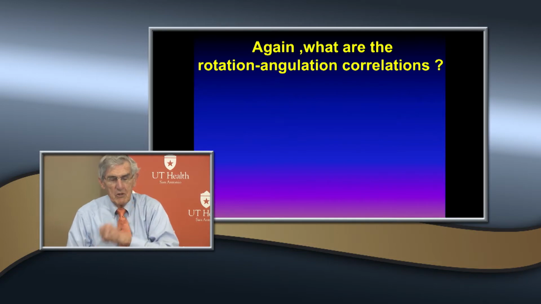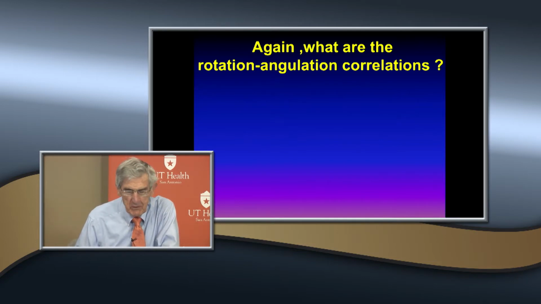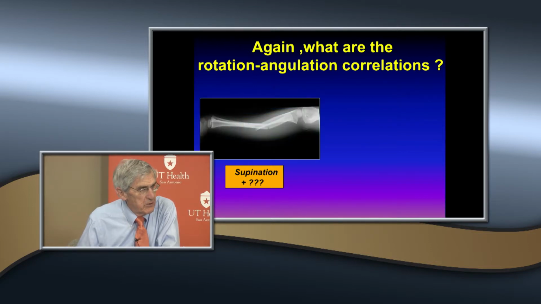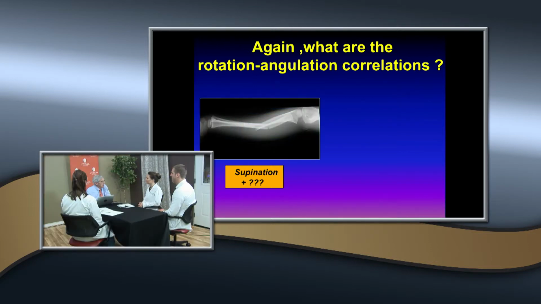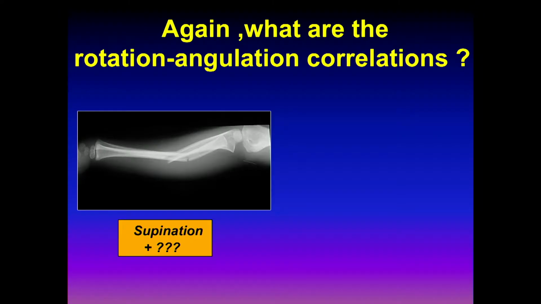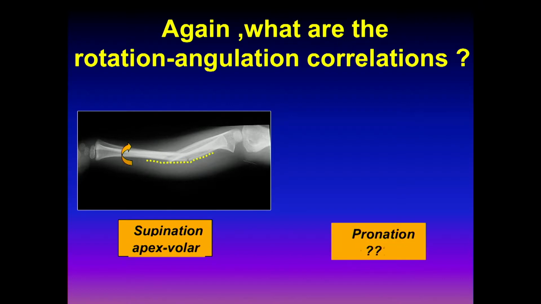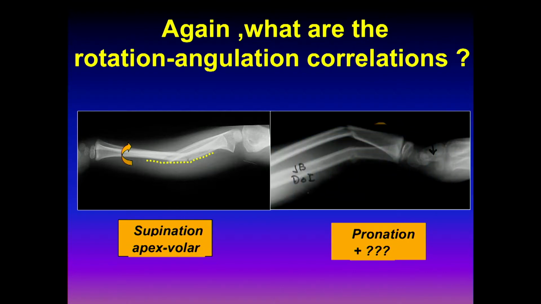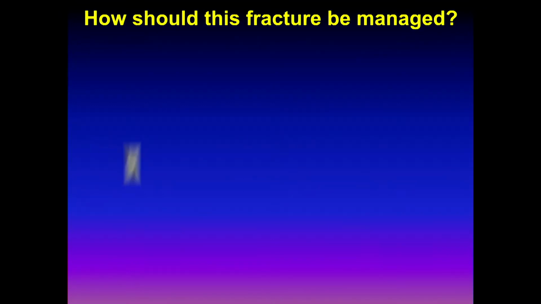So, again, we talk about rotation and angulation correlations. If it's supinated, what's the other thing you have to deal with? The rotation. And how is it? It's already supinated rotation. What else is it? Apex volar. That's exactly right. Now, just the opposite. If it's in pronation, what is it? Apex dorsal. That's very good. Yes, apex dorsal. Those are the two things that you see here.